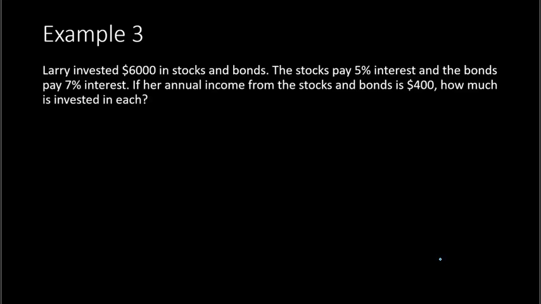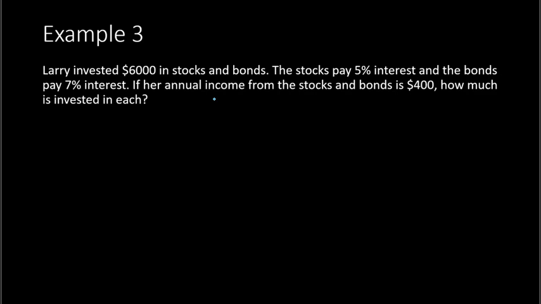I have 2 more examples that I'm going to walk you through. For example 3, we are told that Larry invested $6,000 in stocks and bonds. The stocks pay 5% interest and the bonds pay 7% interest. If his annual income from the stocks and bonds is $400, how much is invested in each?